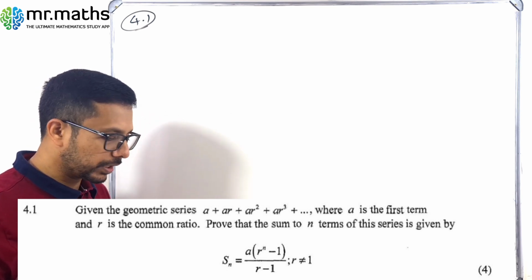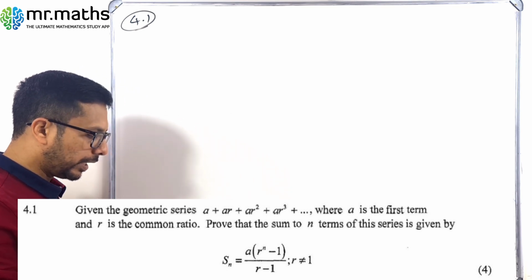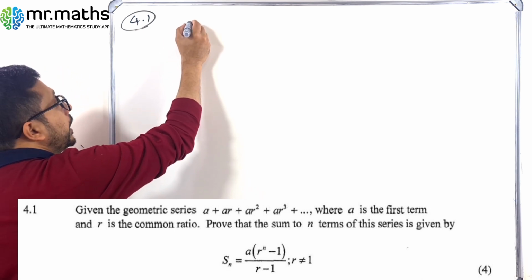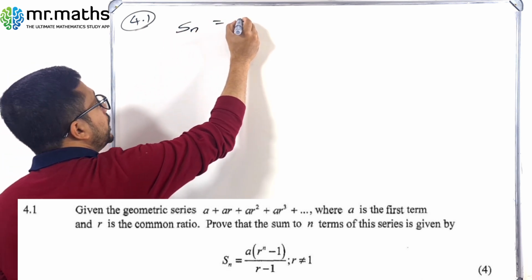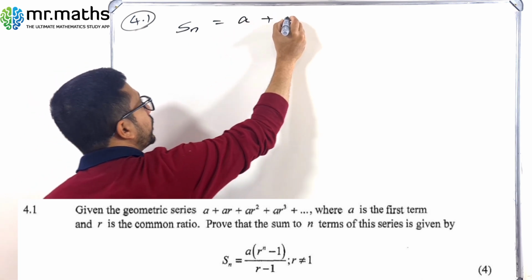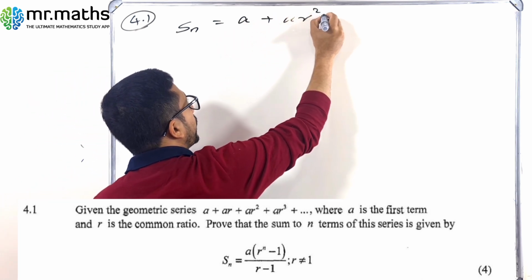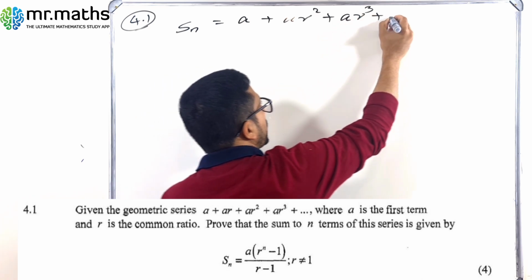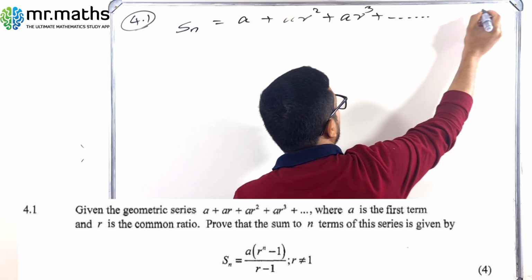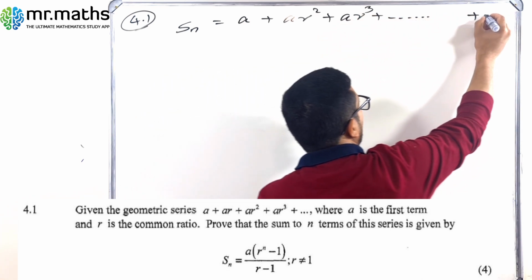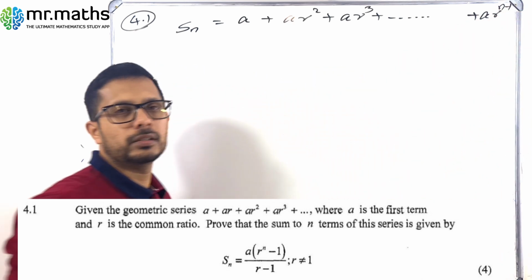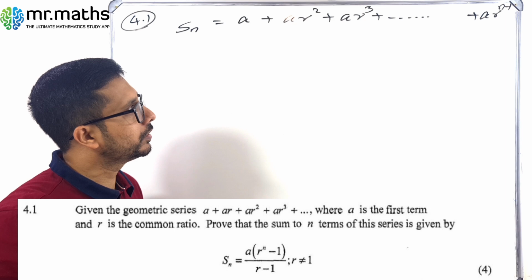Okay. So here, what is the sequence given? a plus ar plus ar squared plus ar cubed, like that. So Sn is equal to a plus ar plus ar squared plus ar cubed plus etc. Then the last term is ar raised to n minus 1.